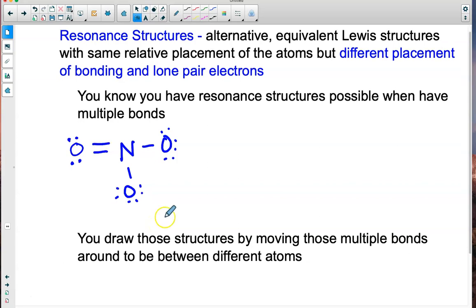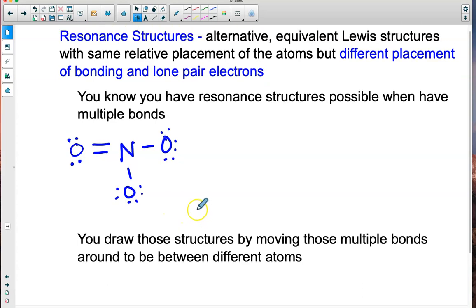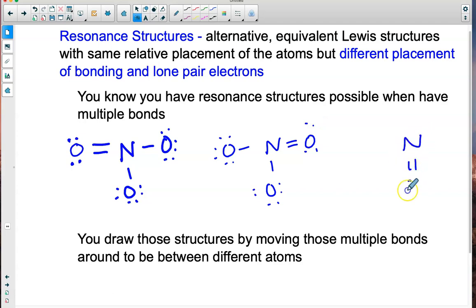These are equivalent Lewis structures with the same relative placement of the atoms, but different placement of the bonding and lone electron pairs. And you know that resonance structures are possible when you have multiple bonds, like we do in this nitrate. And the way you would draw those structures is by moving those multiple bonds around. So instead of having the double bond where I have it in that first structure, I could move it to between the other oxygen on the other side. And then I also move around the lone pairs, or it could be to the bottom oxygen. Those are all really equivalent structures.